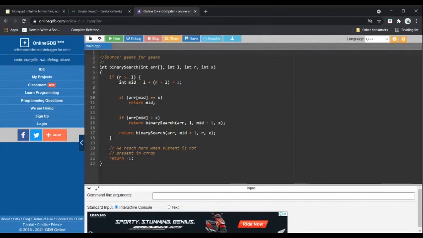This is a program snippet of the binary search algorithm and how it will find an element in an ascending sorted array. This uses the divide and conquer algorithm.